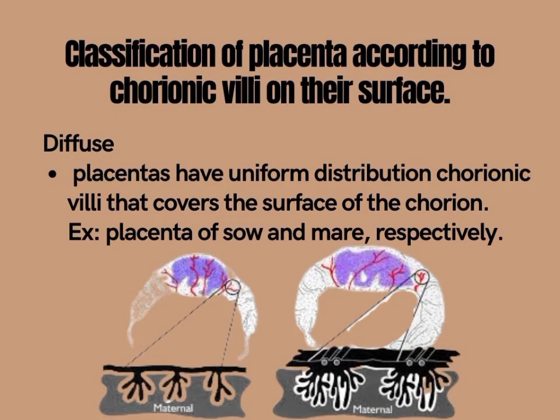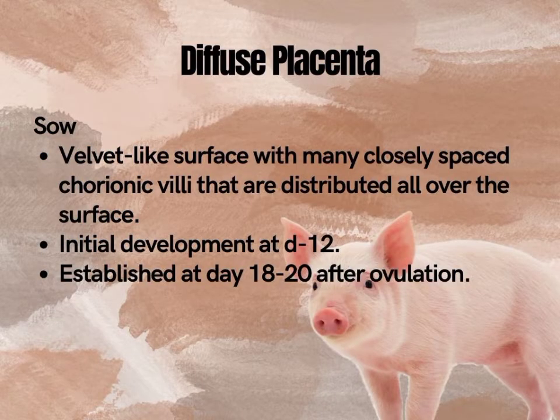Diffuse placentas have uniform distribution of chorionic villi that covers the surface of the chorion. An example of this type of placenta is the placenta of sow and mare. The placenta of sow has a velvet-like surface with many closely spaced chorionic villi that are distributed all over the surface. Its initial development starts at day 12 and is established at day 18 to 20 after ovulation.